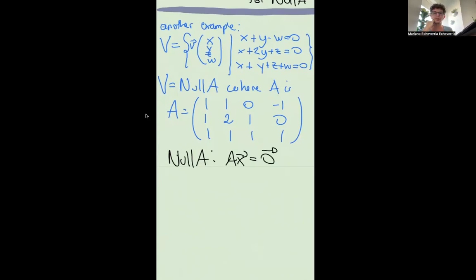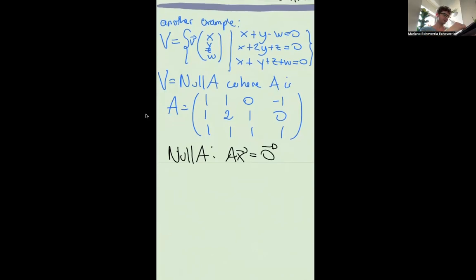Right, as I was saying, for the null space, you have to solve the homogeneous system. And then let's just solve it here.